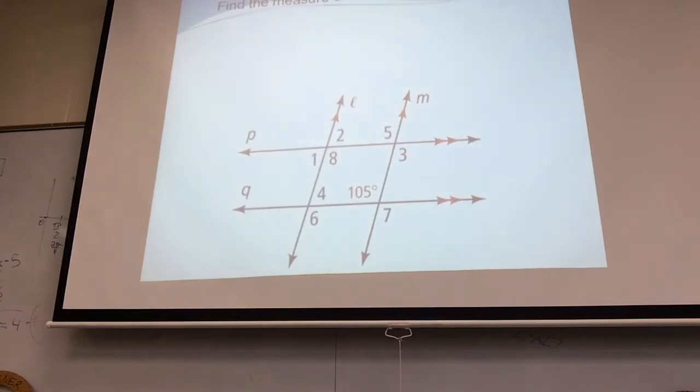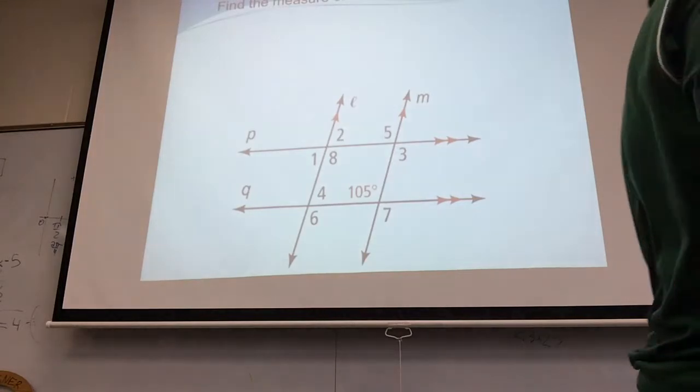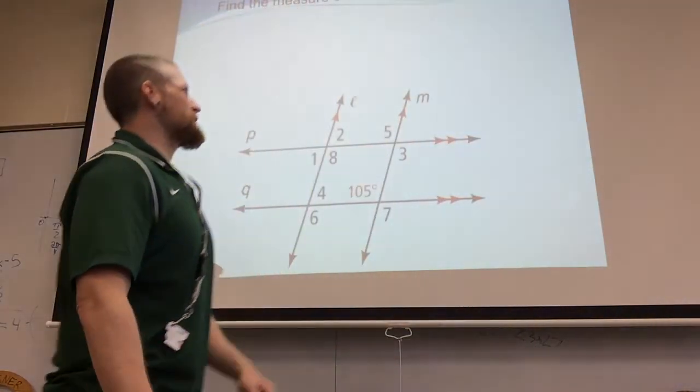All right. What if I limited this and said, okay, find me the measure of angle 2? Do you think you could do it? 75? I bet it's 105. You bet it's 105? No, angle 2, you said? Yeah, all right, here would be the trick with this.